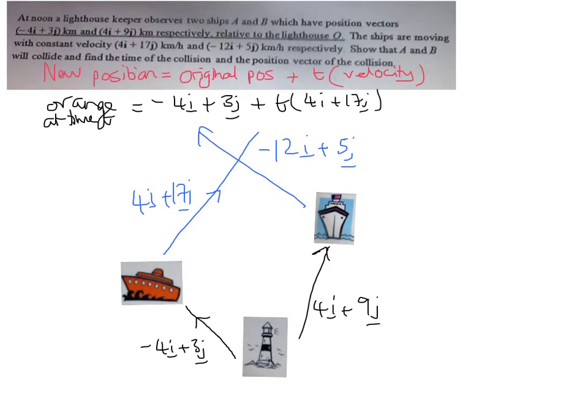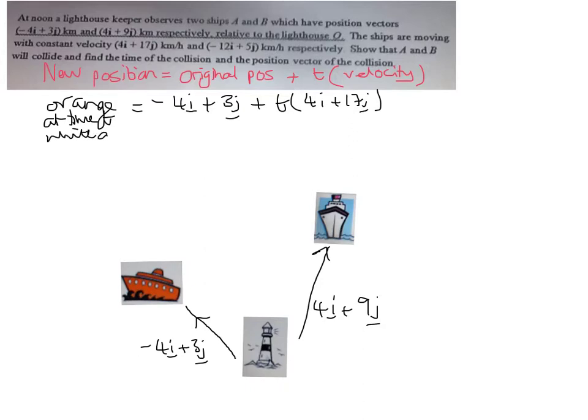And the white ship at time t, I might just get rid of these pictures now. Okay, so the white ship at time t is equal to 4i plus 9j, that's where it started, plus however much time has passed, lots of its velocity vector, which is -12i plus 5j. So that's where they both are at time t. If I wanted to find out where they were at 2 o'clock, I'd put in t as 2 and then add it all up.